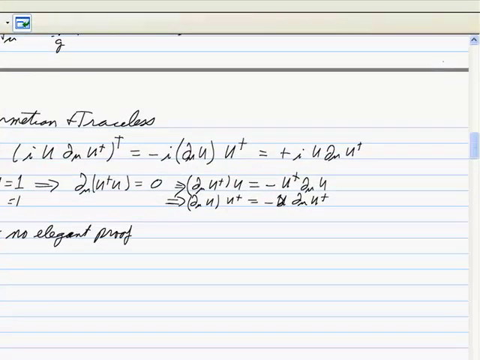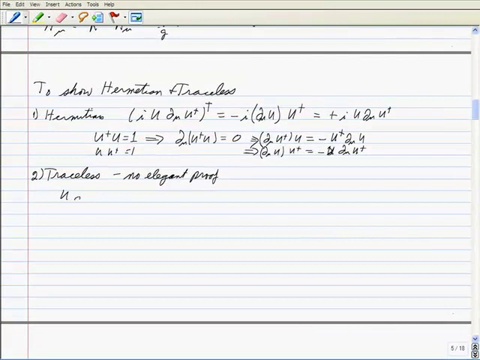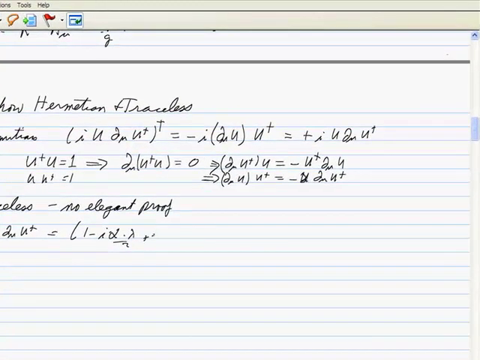Here's how I do it. I write out U ∂μ U† in terms of the Taylor expansion: (1 − iα·λ/2 + ...) ∂μ (1 + iα·λ/2 + ...). When you do it, this ends up being λ dotted into something.